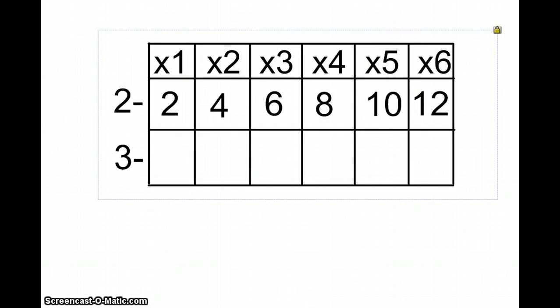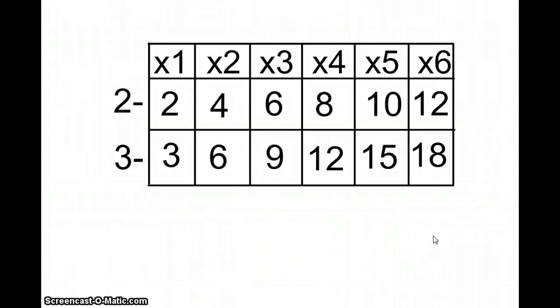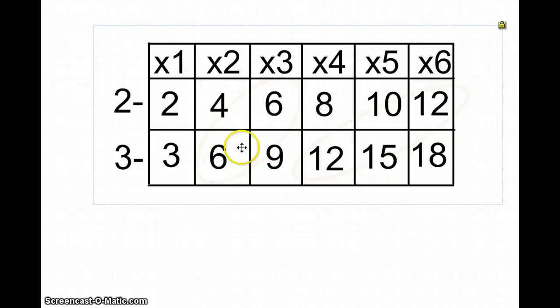Now I would go ahead and do the same thing for 3. And I would get 3, 6, 9, 12, 15, and 18. So now that I've listed a few multiples for each number, I want to go through my list and see if any are common. So if I look at my list, 2 is my first number for 2, but there's not a 2 in my list for 3. 4 is in my list of multiples of 2, but not for 3.